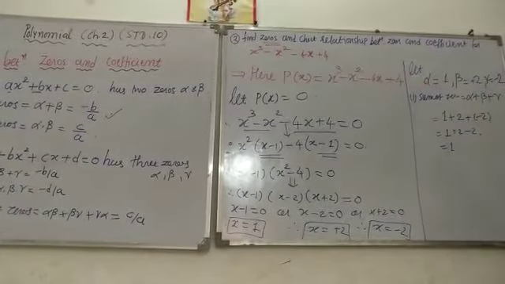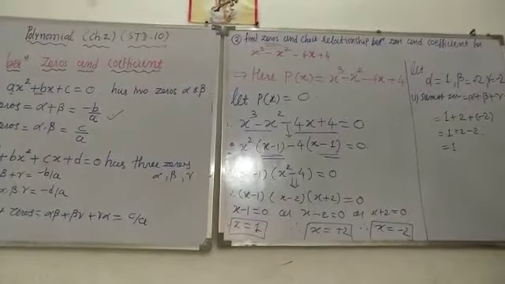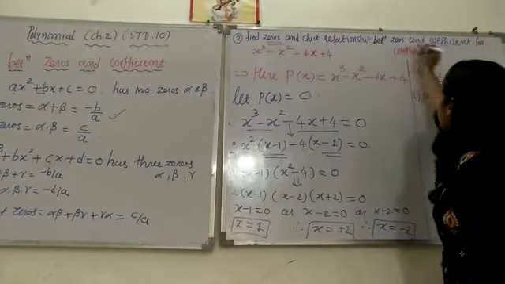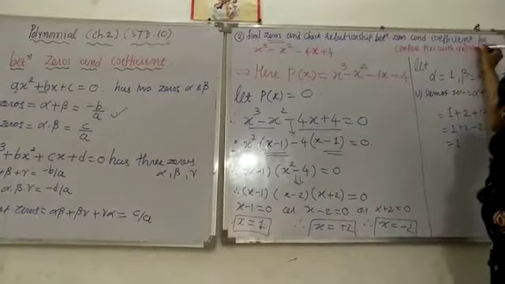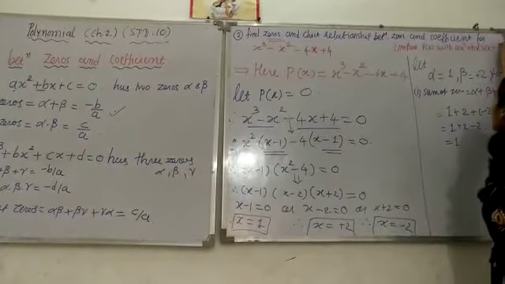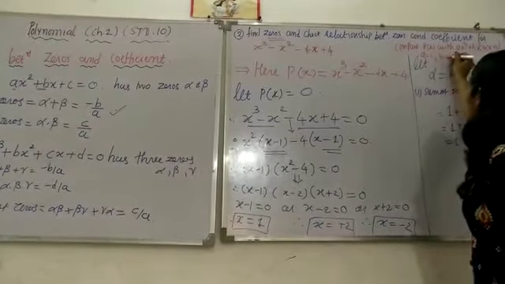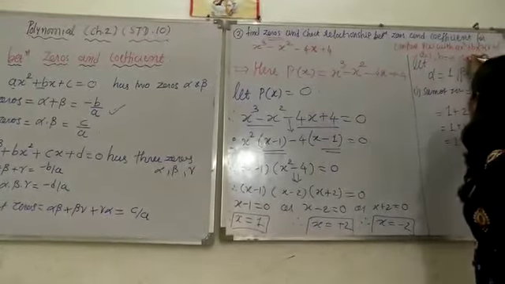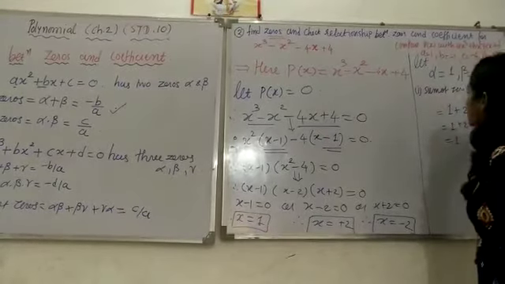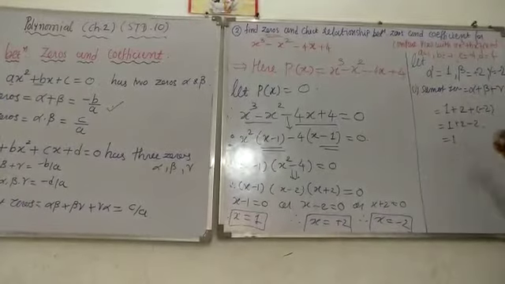Now for the coefficients. First of all, you want to compare this with ax cube plus bx square plus cx plus d. So here you should write: compare p of x with ax cube plus bx square plus cx plus d. What is the value of a here? 1. What is the value of b here? Minus 1. What is the value of c here? Minus 4. And what is the value of d here? Plus 4. So this is the sum of zeros found by zeros.